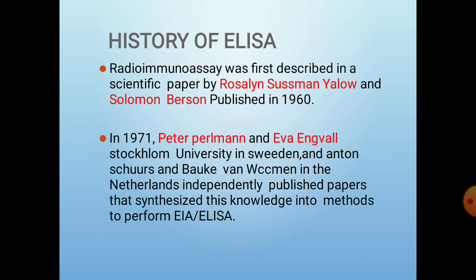History of ELISA. Radioimmunoassay was first described in a scientific paper of Rosalind Susan Yalow and Solomon Berson that was published in 1960. In 1971, from the University of Stockholm in Sweden, Peter Perlmann and Eva Engvall published papers that synthesized this knowledge into a method to perform ELISA.